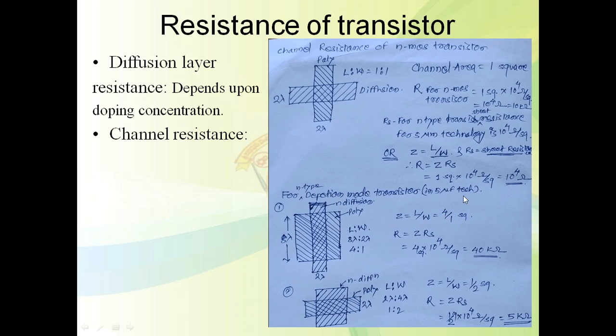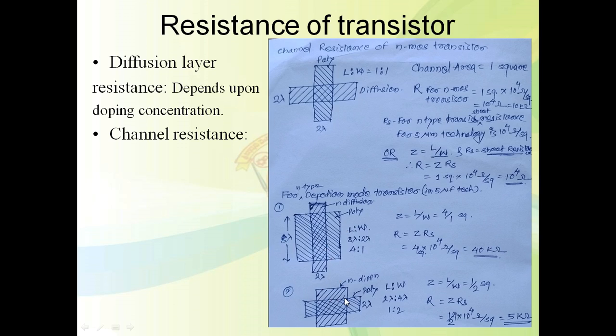So there are 4 squares. You can see this is 2 lambda, this is 2 lambda, this is the first square, this is the second square, this is the third square, and this is the fourth square. So Z is the number of squares. Therefore 4 squares, and RS is equal to 10 raised to 4 ohm per square. So 40 kilo ohm is the resistance offered by this channel.